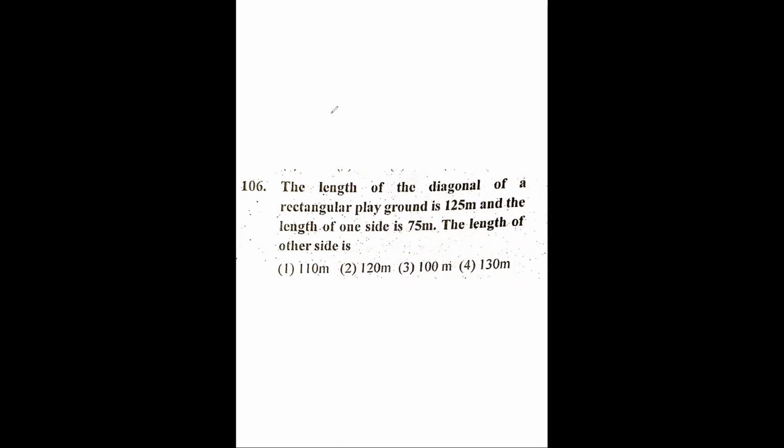So as we all know, a rectangle... we are considering a rectangle here. Consider a rectangle and the diagonal of the rectangle is given to us. So the diagonal of the rectangle is 125 and one of the sides is 75. Here in the rectangle we can see the triangle ABC is a right angle triangle. We need to calculate AB.